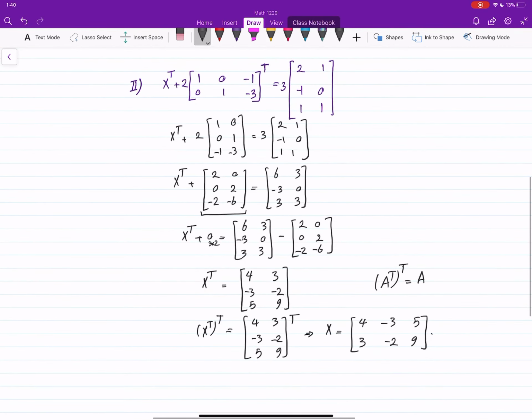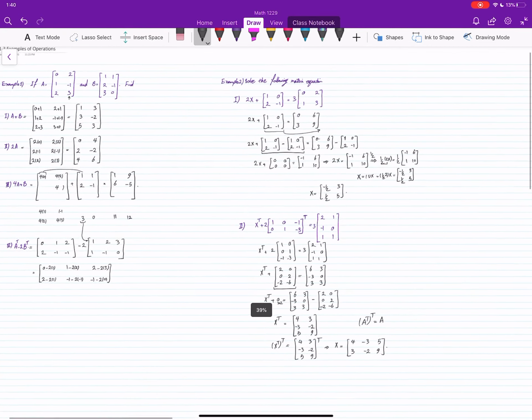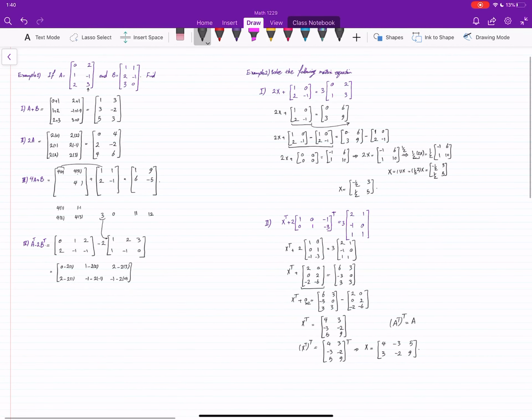Okay, so these were just properties and basics of the operations for matrices. You have to be able to do and you have to be able to follow up on all these.